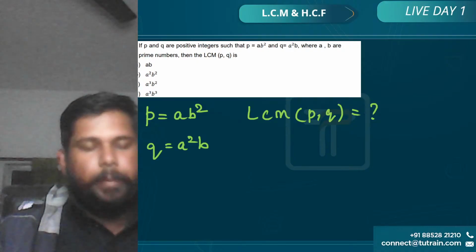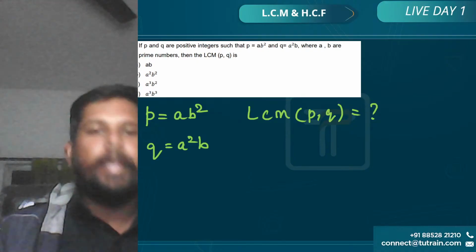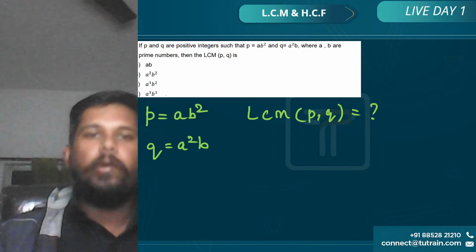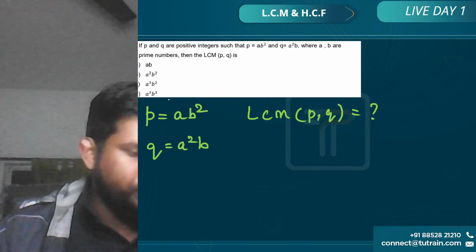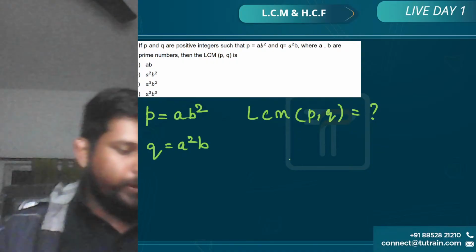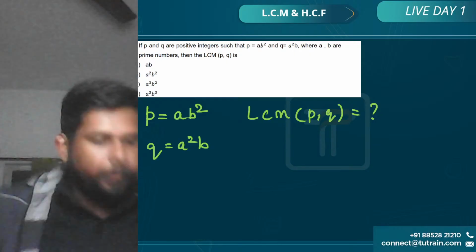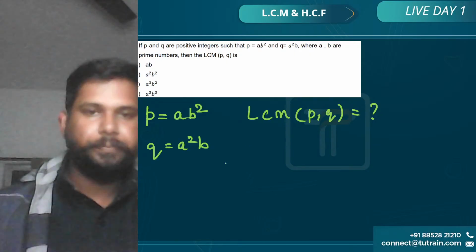First option is ab, second option is a square b square, third is a cube b square, and fourth is a cube b cube. Let's see who can get the correct answers. So I want all of you to type it in the chat box. Let us see.